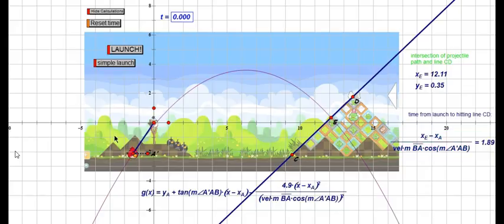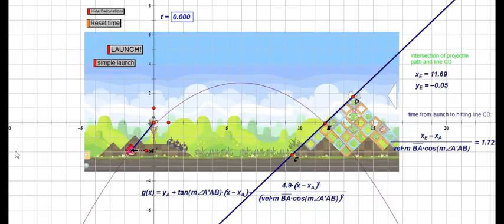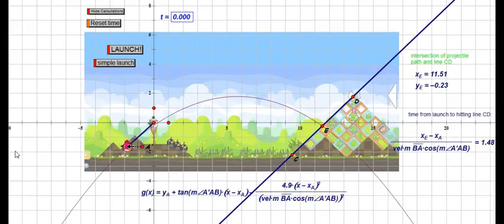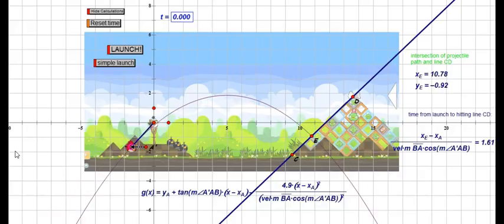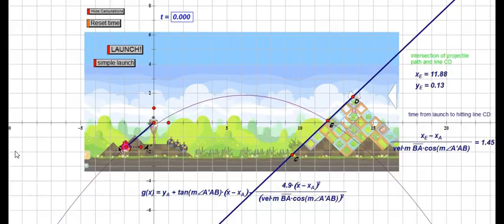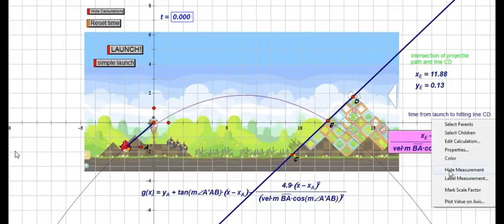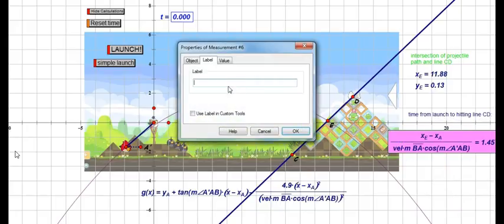And because this is dynamic, if I change the original location of the bird, the time will change also, because E changes and therefore the time. So this is getting a little bit messy. I'm going to now change the label here to read time to E.